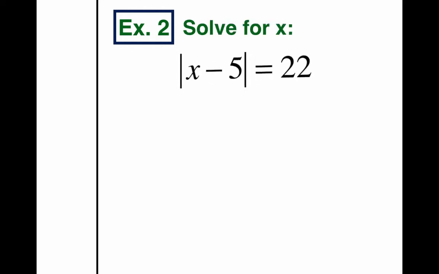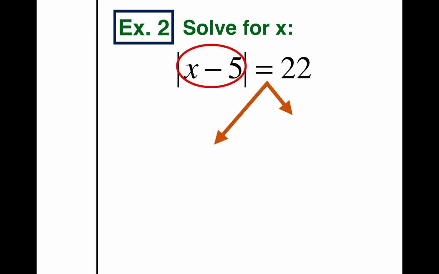Okay, so let's try an example 2, make it a little bit more complicated. So we're going to solve for x, but this time here's our problem: the absolute value of x minus 5 equals 22. Well, okay, let's think about this. Inside the absolute value has to be either a 22 or a -22. So we're going to split it.